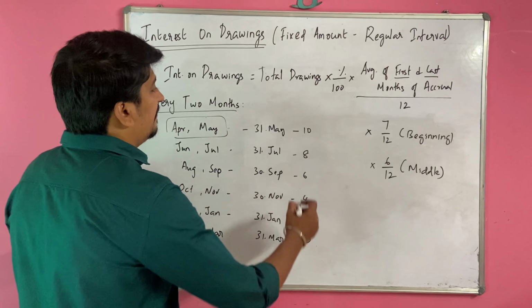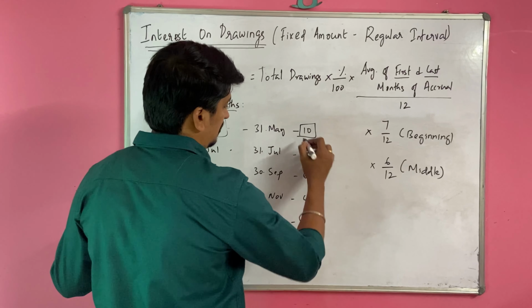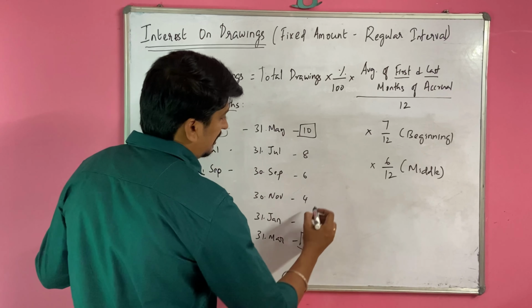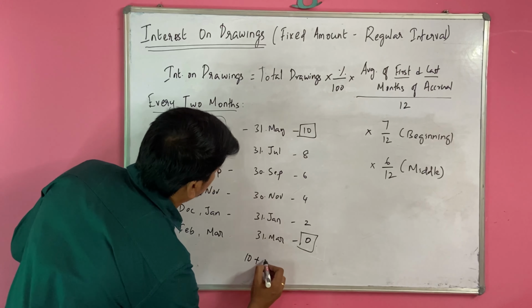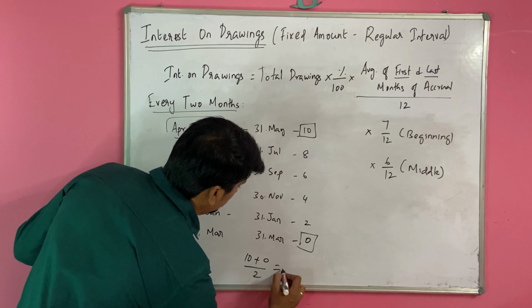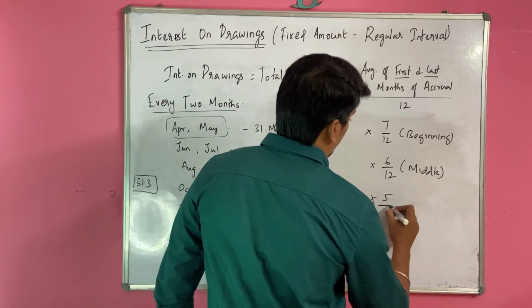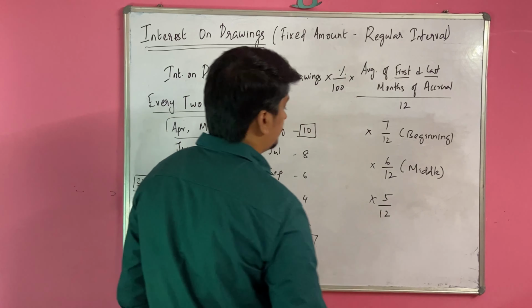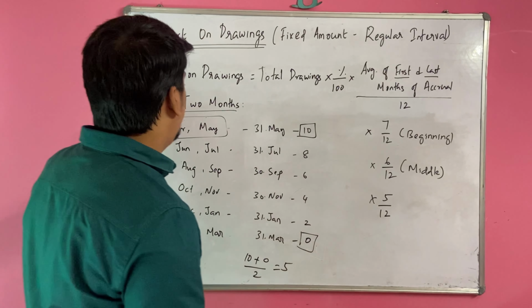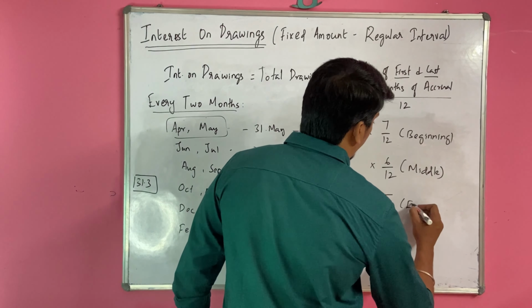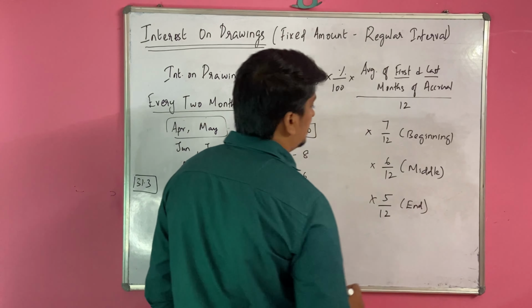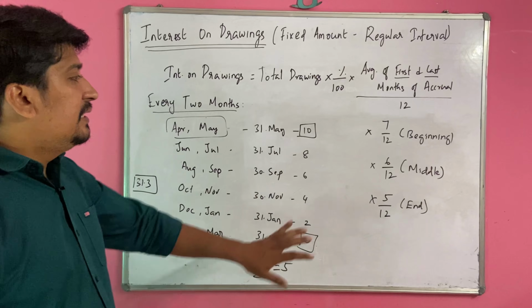Now let's calculate the average. That is first and last. 10 plus 0 divided by 2, 10 by 2, that is 5. If a partner draws at the end of each 2 months, then on an average of 5 months' interest he has to pay. That's it.